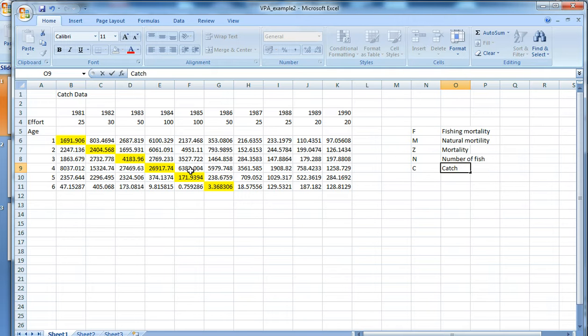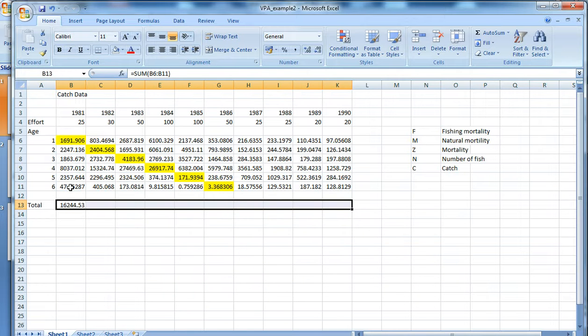Now, before we start doing any equations, it's good to do some basics first. So why don't we take a look at total number of fish? If we put total here, we can work out how many fish were caught each year. So equals sum, drag that down, shift right, control R, send it right. Okay, so that gives us the total number of fish caught in each year.